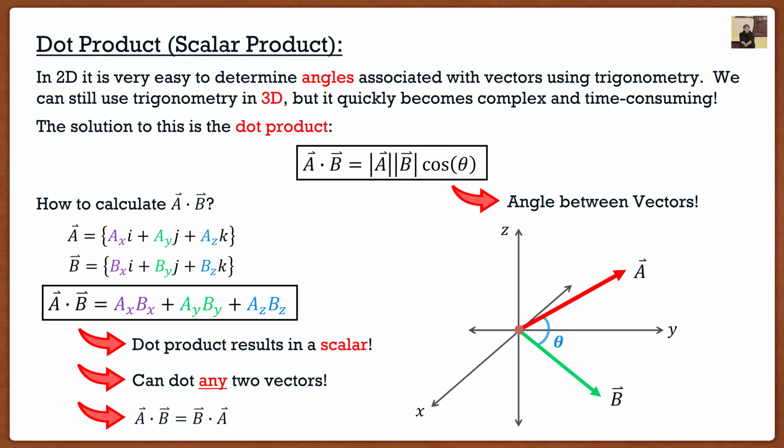If we look at the formula, we're multiplying the two x components together. It doesn't matter if we go 2 times 3 or 3 times 2. At the end, it's going to be the exact same thing.